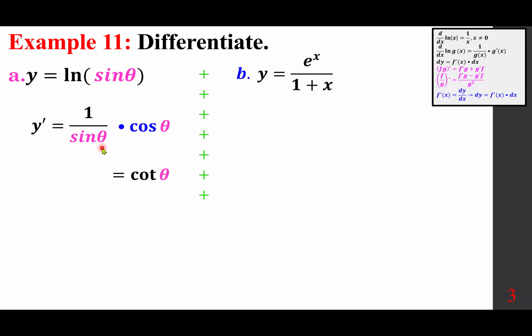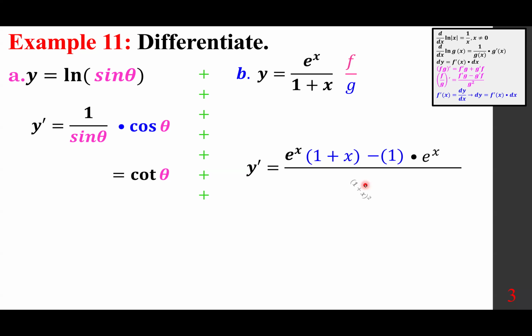What about y equals e to the power of x over 1 plus x? We are going to use the quotient rule. So I'm going to write this as f over g, and we're going to go with f prime g minus g prime f over g squared. So f prime is simply e to the power of x, times the denominator g, which is 1 plus x, minus g prime, the derivative of the bottom, which is simply 1, times the numerator e to the power of x. And now you just write g, the denominator, 1 plus x in parentheses and squared.